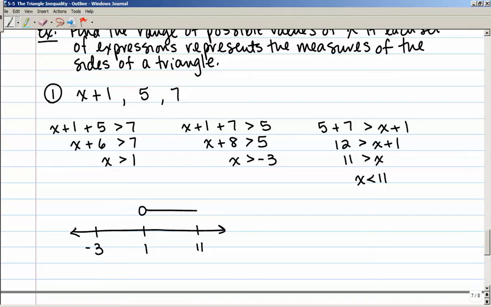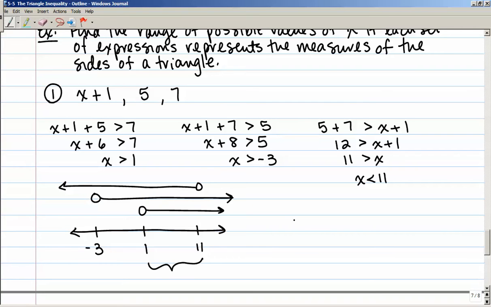X is greater than 1. X is greater than negative 3. And x is less than 11. And all three of those inequalities overlap between 1 and 11. So x has to be a number between 1 and 11.